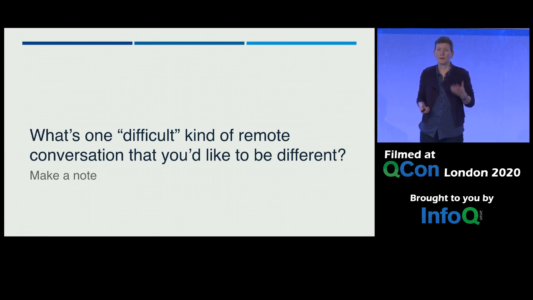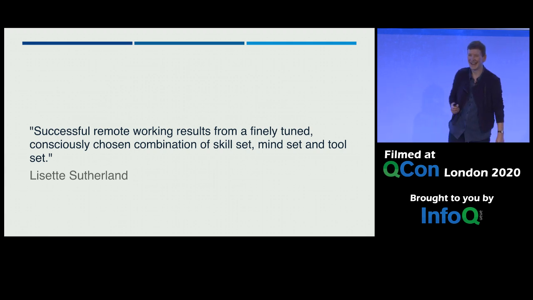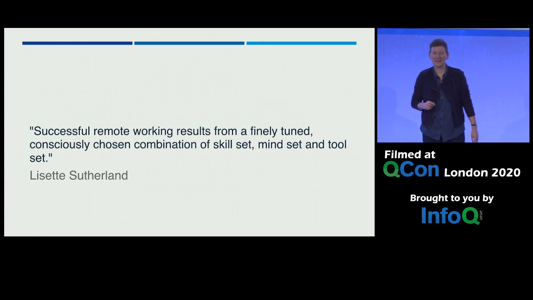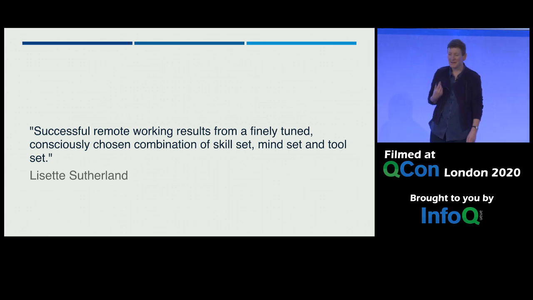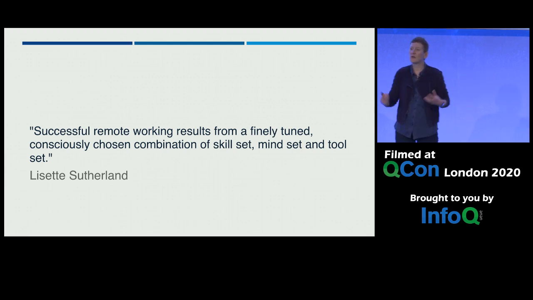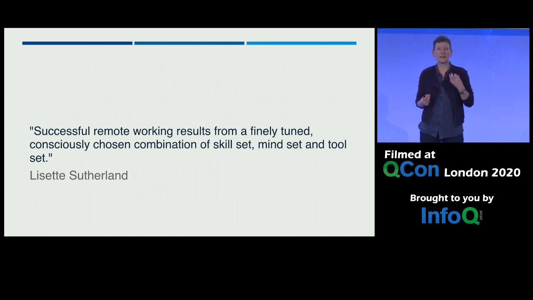So here's where we're going with today's talk. Lizette down here in the pink, she's quoted. She pointed out in her book, her excellent book, Work Together Anywhere, successful remote working results from a finely tuned, consciously chosen combination of skill set, mindset, and tool set. And I thought what we could do in this session would be to explore those three things in relation to difficult remote conversations: skill set, mindset, and tool set. Is that okay with you?